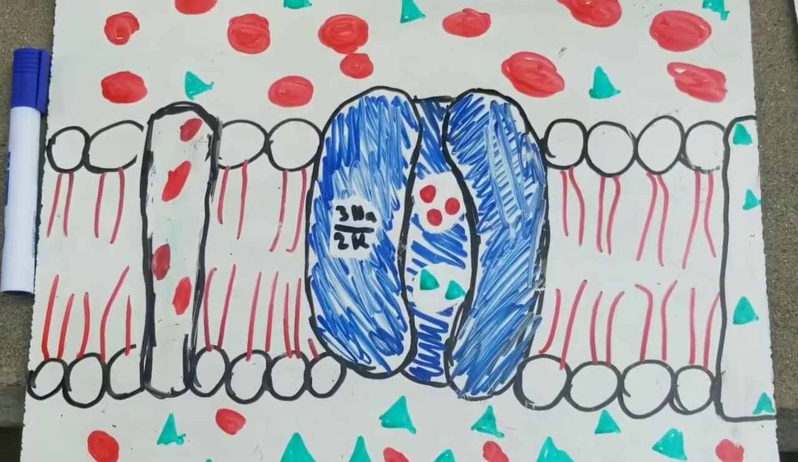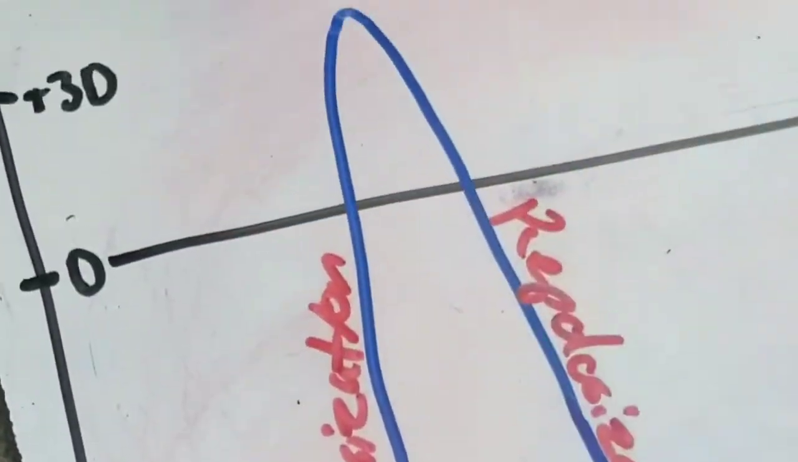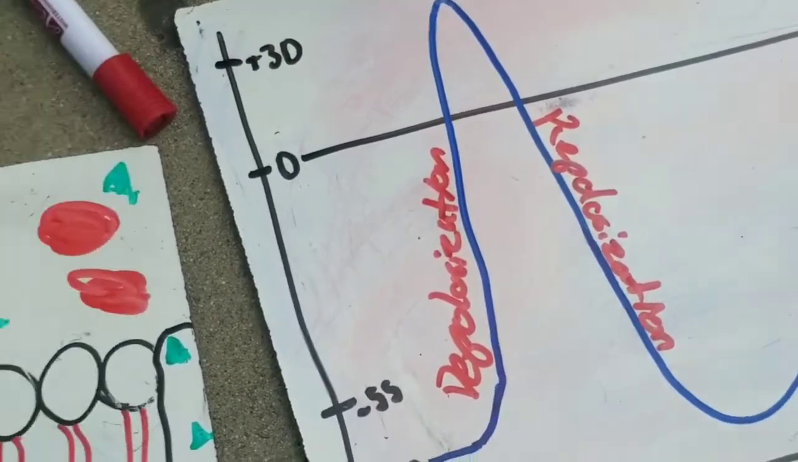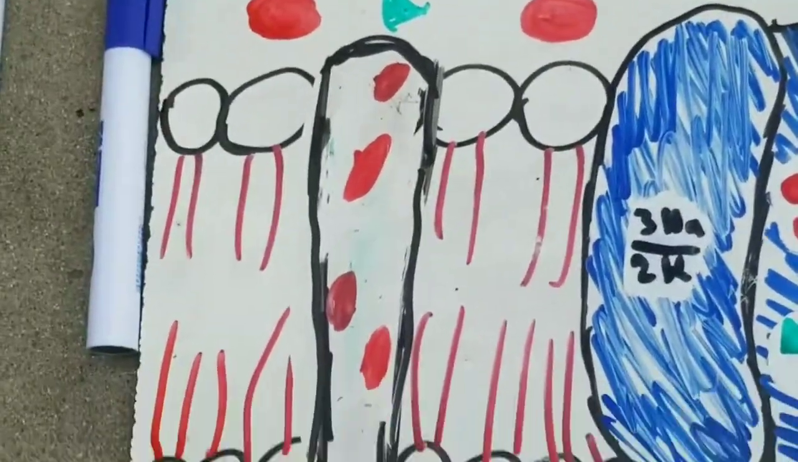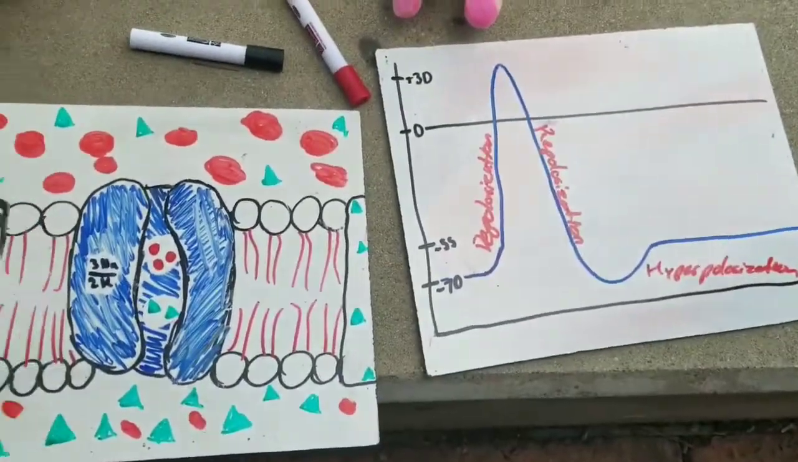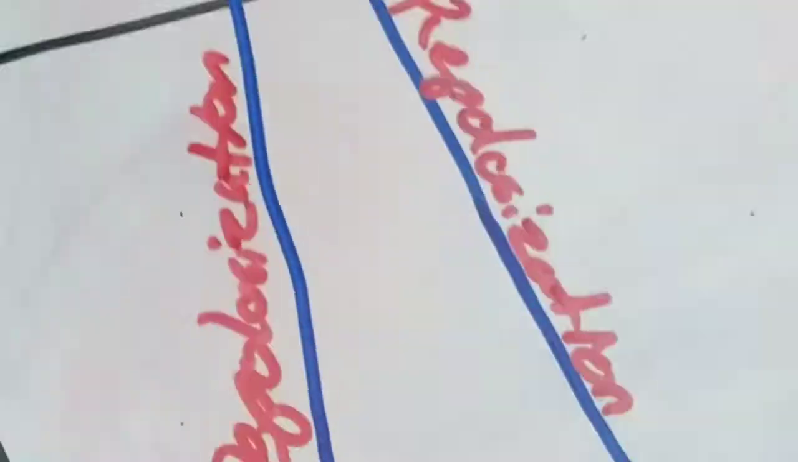Now, when depolarization happens, that upward climb up here, that happens when the sodium channels are open. Potassium channels are not open. See that channel? Forget it. Channel, not open. Now, when repolarization happens, you hit the peak here, and you come crashing down.